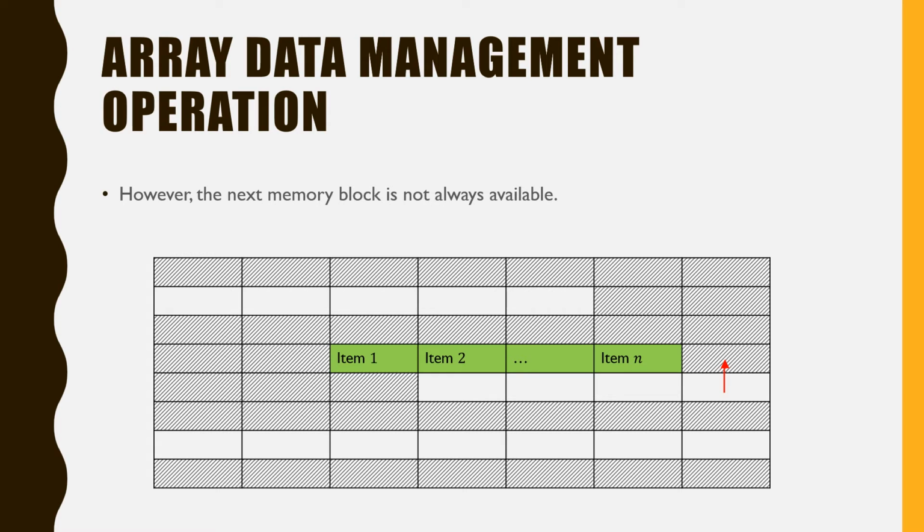However, it could be the case that the next memory block is not available. For example, in the figure, we can see that the next memory block is currently occupied by another process, and we cannot write any data to it. Meanwhile, because the data elements need to be stored in continuous memory blocks, we cannot simply write a new element to an arbitrary free memory block.